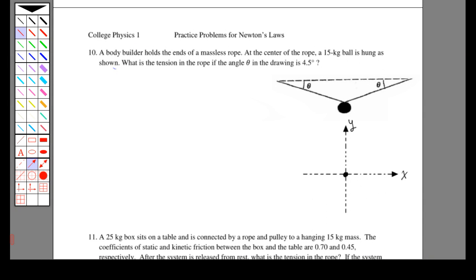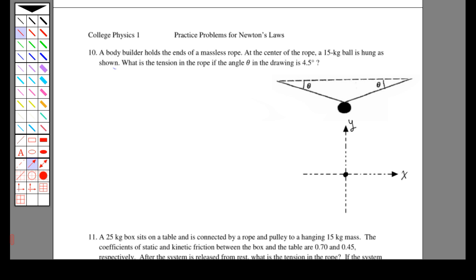Alright, here's the solution to problem number 10 for the practice problems for Newton's laws. Here we have a bodybuilder holding two ends of a rope with a mass attached in the middle. We're given the angle theta, which appears in the diagram, which is 4.5 degrees, and we're also given the mass of the ball, which is 15 kilograms.